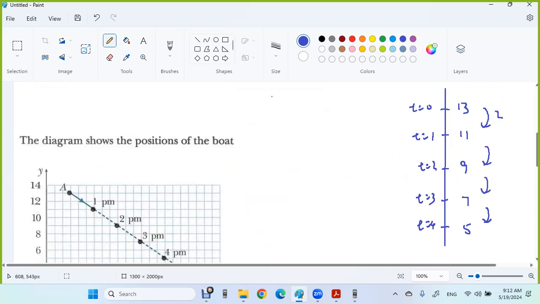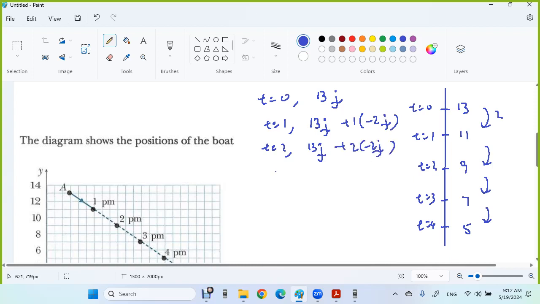So we know that when t equal to 0, it is at 13j. T equal to 1, it will be 13j plus 1 times negative 2j. T equal to 2, 13j plus 2 times negative 2j. T equal to 3, it will be 13j plus 3 times negative 2j, so it is 7. So for general t, it will be 13j plus t times negative 2j.